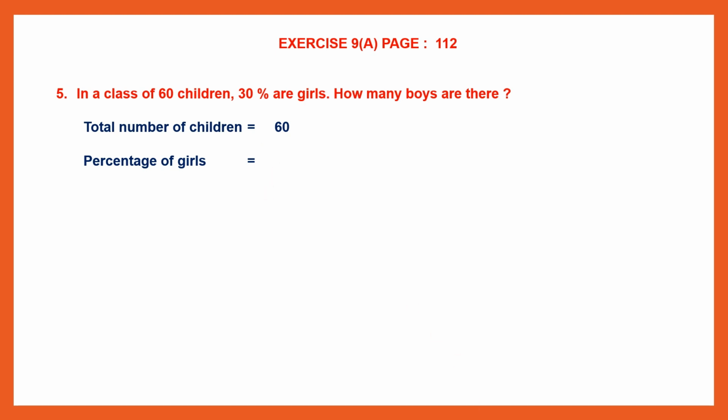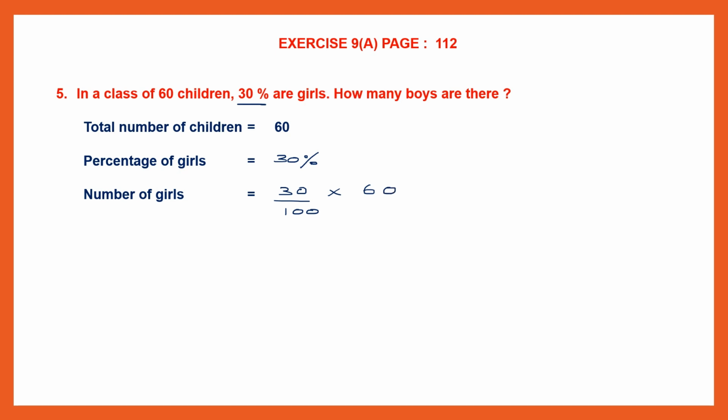Percentage of girls is given to us, and the percentage is given here, 30%. This is the percentage of girls. Now we have to find the number of girls. Number of girls means percentage is 30, that means 30 by 100 of the total number of children. Of is into 60. 60 is the total number of children.